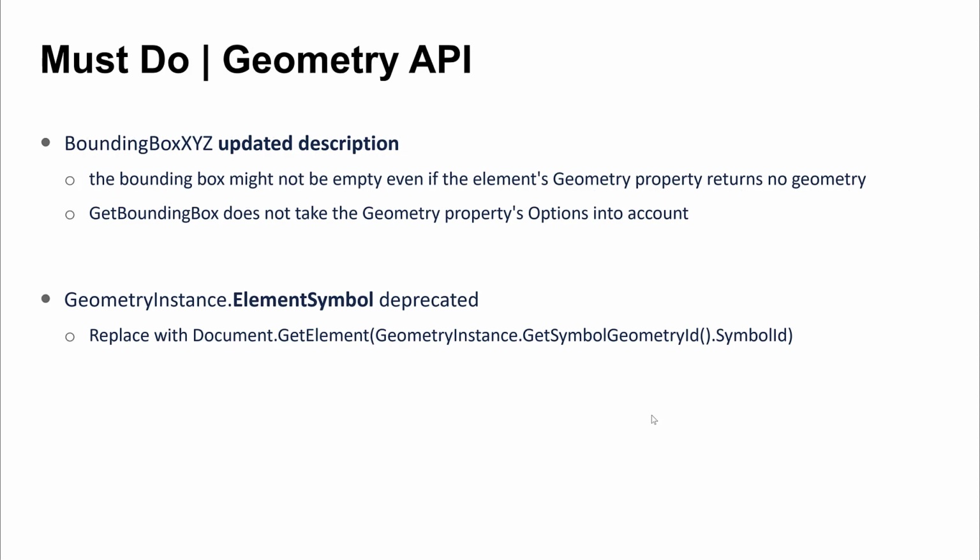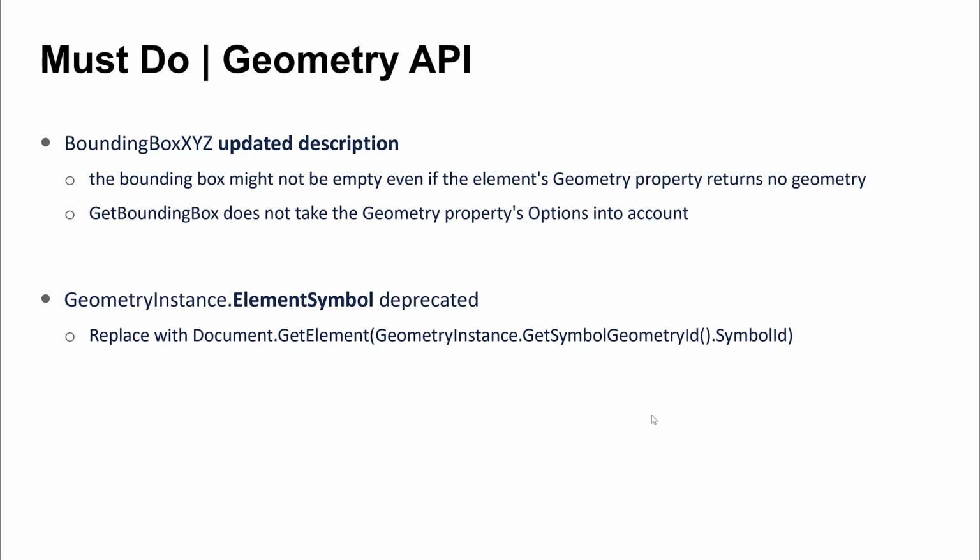The next area is the geometry API. And there's a couple of changes here. The first one is an updated description to bounding box XYZ. So we updated the description to be clear that the bounding box might not be empty even if a geometry property returns no geometry. The reason for that is because get bounding box doesn't take into consideration geometry options. So sometimes you might have an invisible geometry and that is not taken into account by bounding box XYZ.